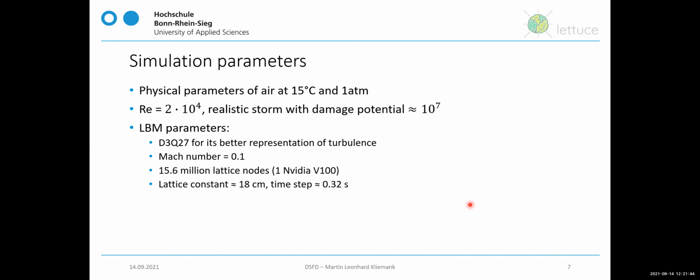Then the simulation parameters were chosen to be as realistic as possible, with the physical parameters of air at 15 degrees Celsius and 1 atmosphere of pressure. We were able to reach a Reynolds number of 20,000, which is sadly quite low in comparison to a realistic storm with damage potential. That's more on the order of 10 to the power of 7. And we used a D3Q27 lattice, or stencil, for its better representation of turbulence in comparison to D3Q19.